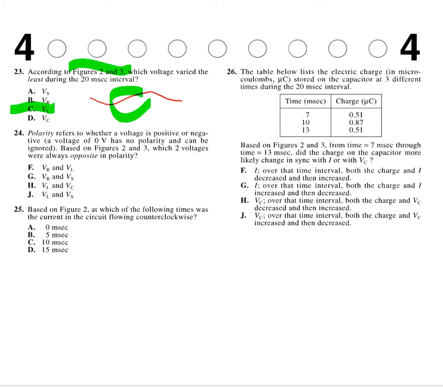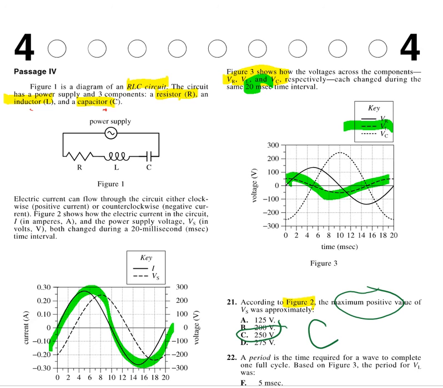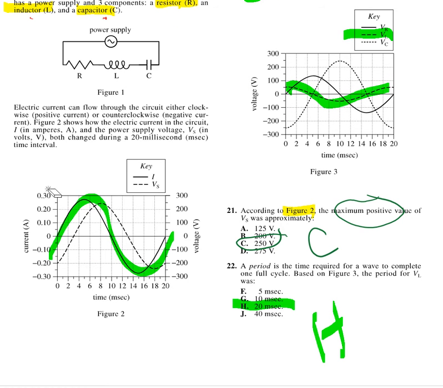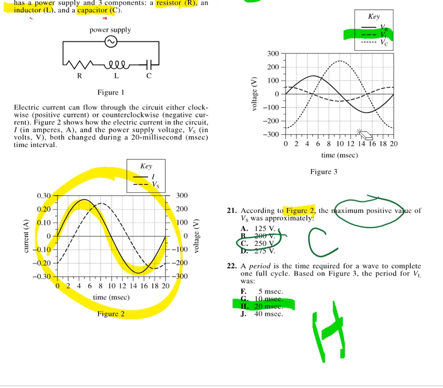Number 24. Polarity refers to whether a voltage is positive or negative. Based on, again, you have to look at figures 2 and 3, which two voltages were always the opposite. So this is what you're looking for. You're looking for when something's up, the other value should be relatively down. So I'm looking for opposites. Let's look at these two figures over here and find out which ones look like they're opposites. On this first chart over here, I don't see it. They're almost in sync, just a little bit of lag time.